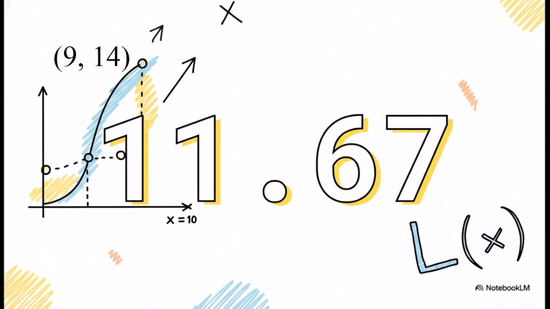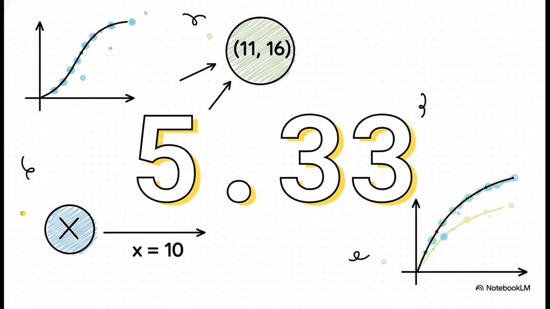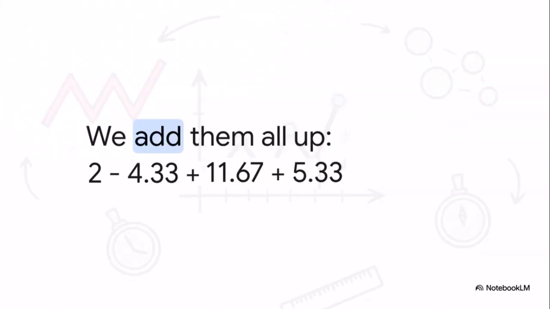Moving on to our third point, (9, 14). We go through the process one more time, and its contribution to our final answer is a positive 11.67. And finally, the term for our last point, (11, 16). When we calculate its value at x equals 10, it adds 5.33 to the mix. Okay, we have all our pieces. We've got the contribution from each of our 4 points. All that's left to do now is add them all up and see what we get.